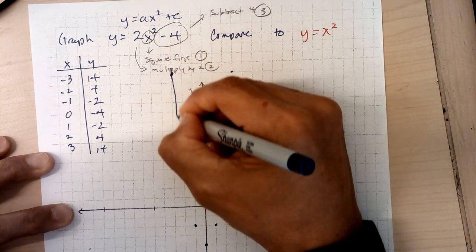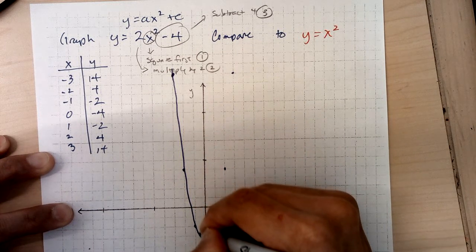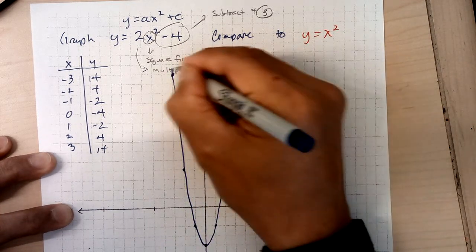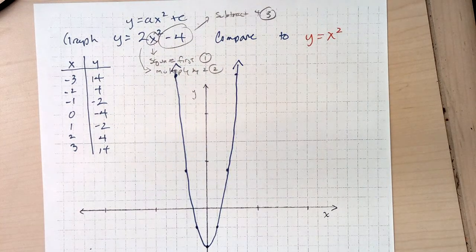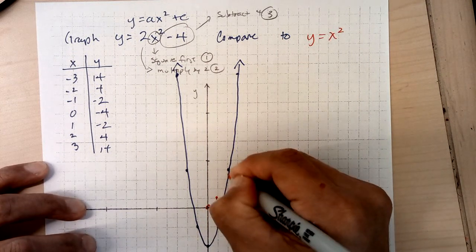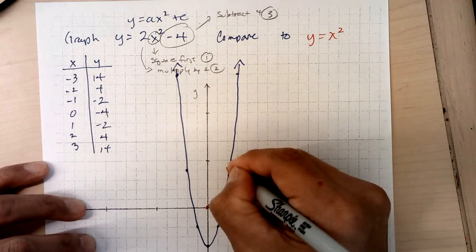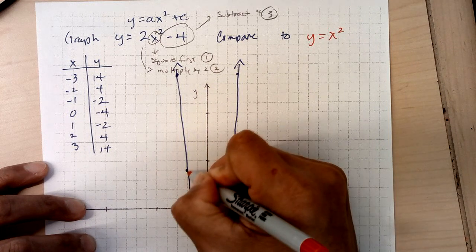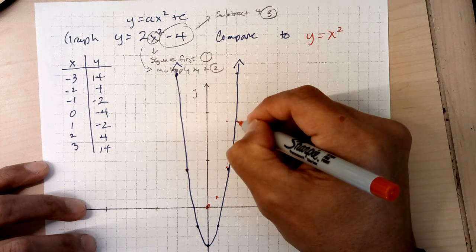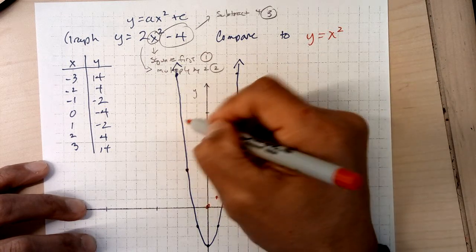As always, the graph is still a parabola. Should have arrows at each end, and then the graph looks like that. For y is equal to x squared, we have 0, 0, 1, 1, 2, 4, and then lastly 3, 9. Oops, should be right here, and negative 3, 9.